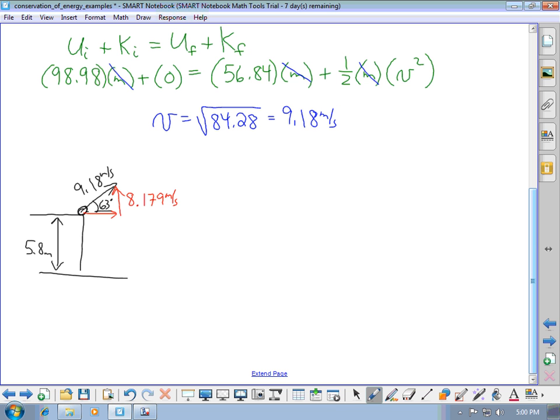The horizontal component, I'll write it down. We do not need it for this part of the problem. There's nothing with this problem that deals with the horizontal distance traveled. That's what we would use this for. Her horizontal component would be 4.168 meters per second.